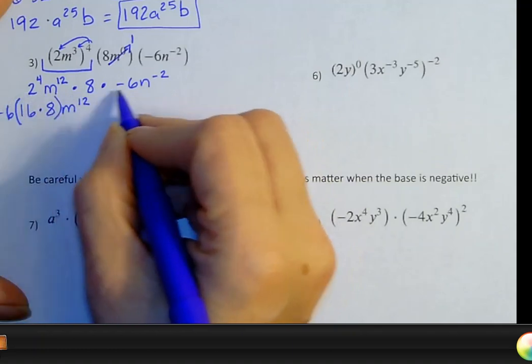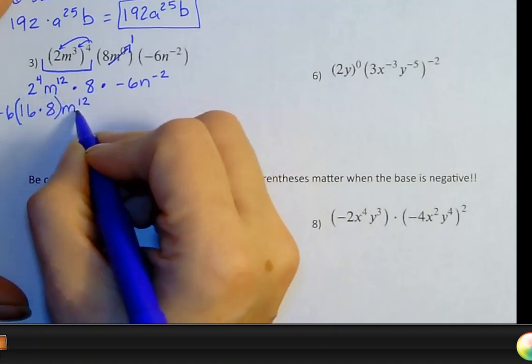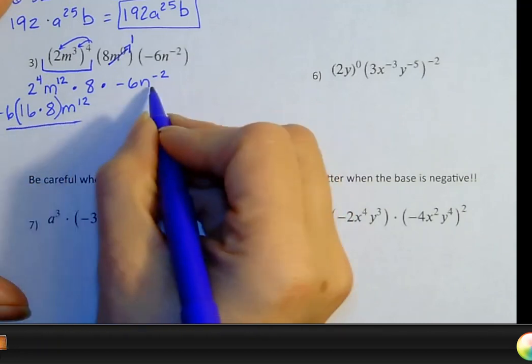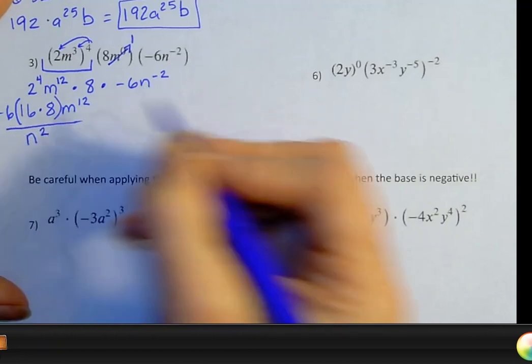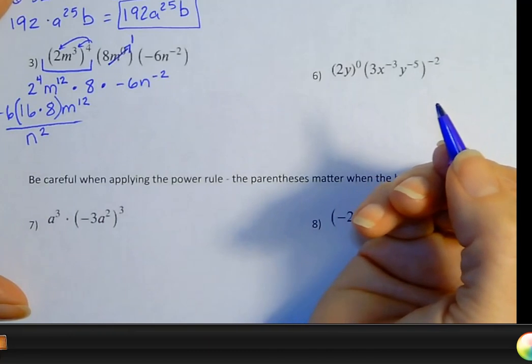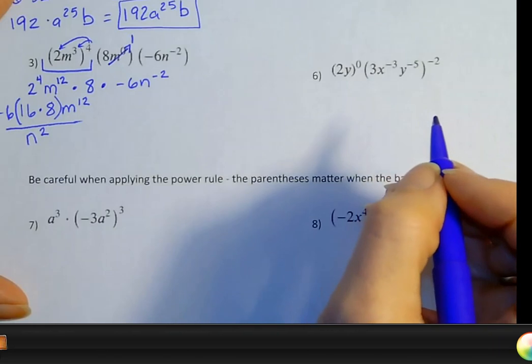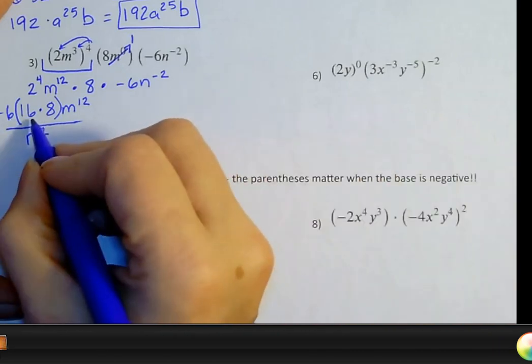I've taken care of my numbers. And then I have m to the 12th and n to the negative 2. Now I am going to put n to the negative 2 in the basement right there. It becomes n to the positive 2 because I can see that I don't have any other n's to work with.